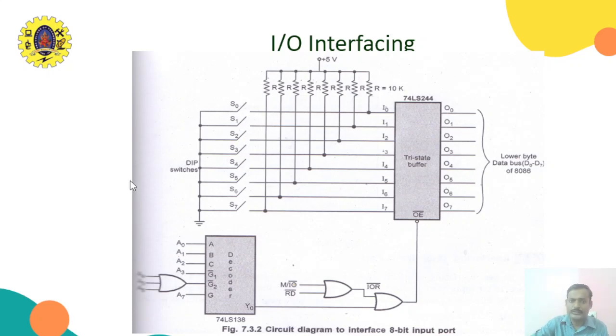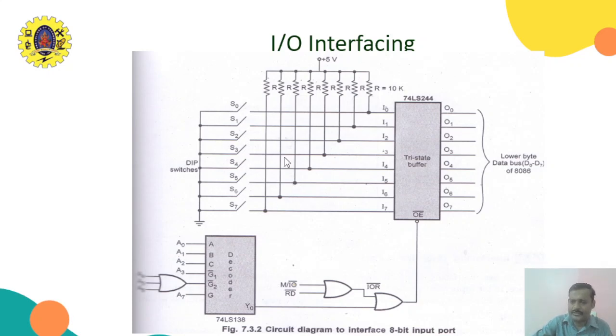Due to this pull-up resistor, if the switches are open, the 5 volt is connected to those particular lines through these resistors. So whenever the switches are open, logic 1 will be present in all the switches, because this 5 volt is connected through this resistor. So this will be logic 1 for all the 8 lines.